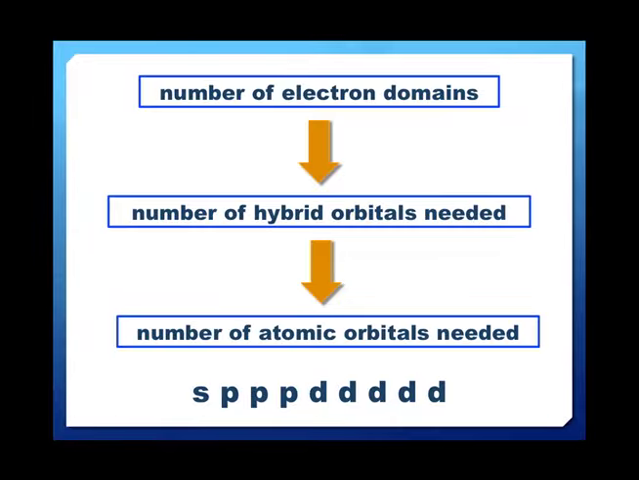The number of electron domains that surround an atom will dictate the number of hybrid orbitals needed to house all the electrons, and the number of hybrid orbitals required will dictate the number of atomic orbitals that are needed to form them. This is why the number of letters found in the hybridization will match the number of electron domains around the central atom, from sp all the way to sp3d2, as these are the atomic orbitals that are available.